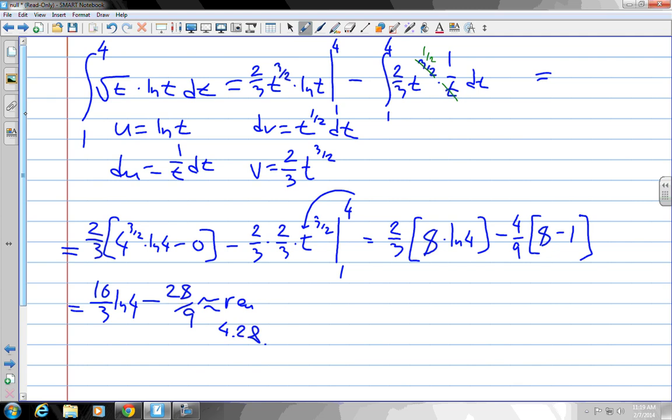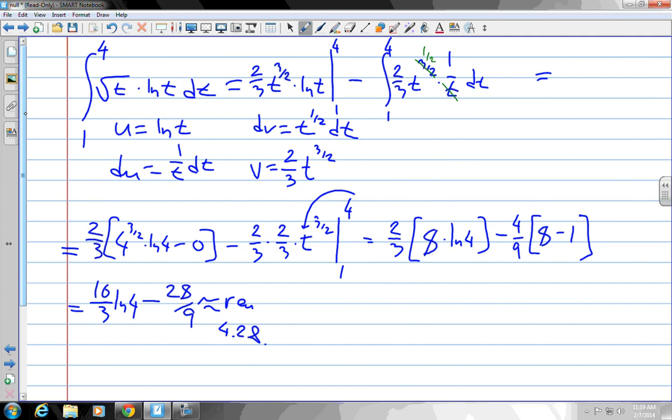So over here, plug in 4 first. So it's 4 to the 3/2 times ln of 4. But then when you plug in 1, ln of 1 is 0. Sure, it's still part of the antiderivative. I can find the antiderivative and then evaluate it. That doesn't matter. So I can split it into 2. I'm still evaluating the antiderivative.